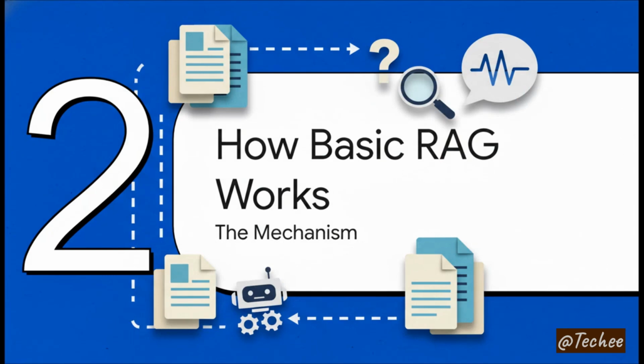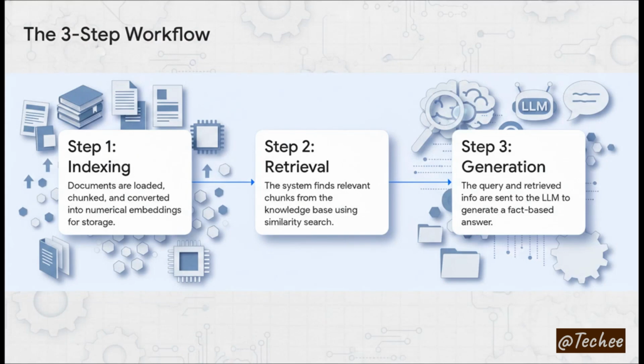All right, that sounds great in theory, but how does it actually work under the hood? Let's walk through the basic mechanics of what's often called naive RAG. It really boils down to three key steps. First, there's indexing. This is where you prepare all your information. Then there's retrieval, which is finding the right piece of info when you ask a question. And finally, generation, where the AI puts it all together to give you a smart, fact-based answer.